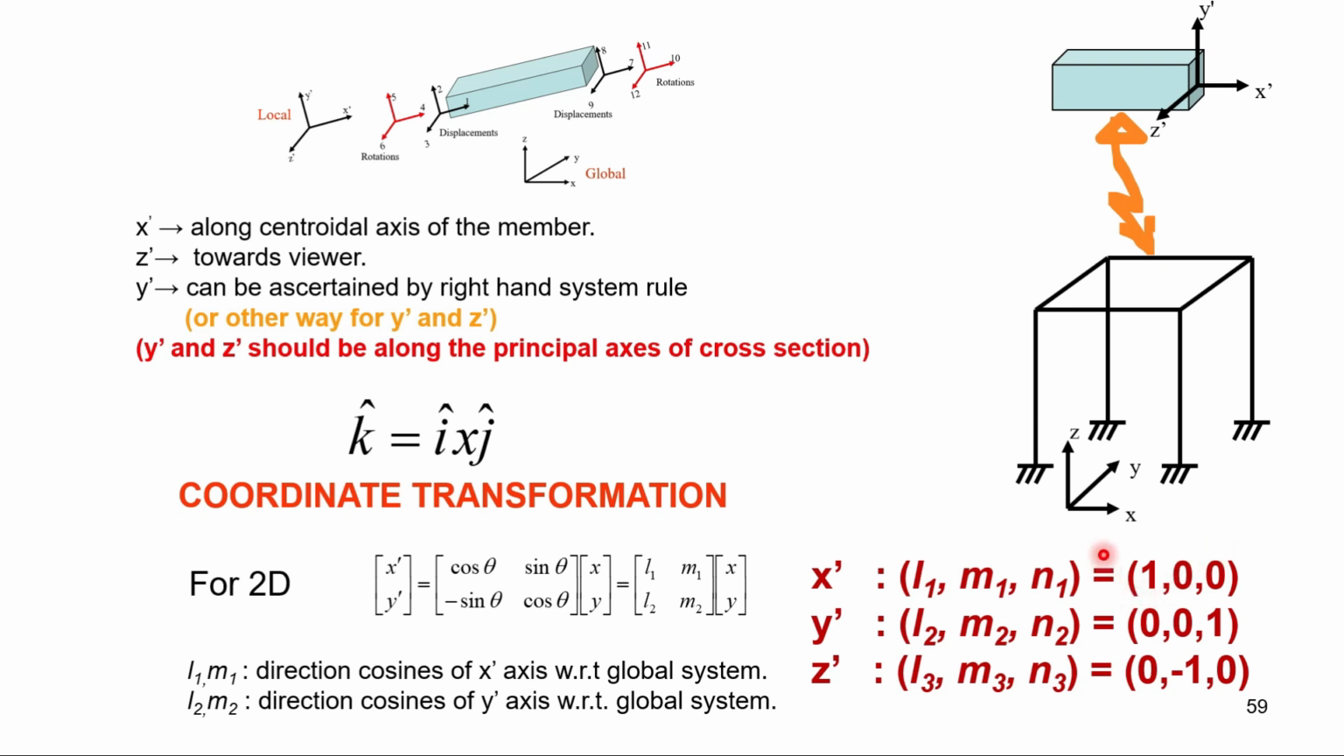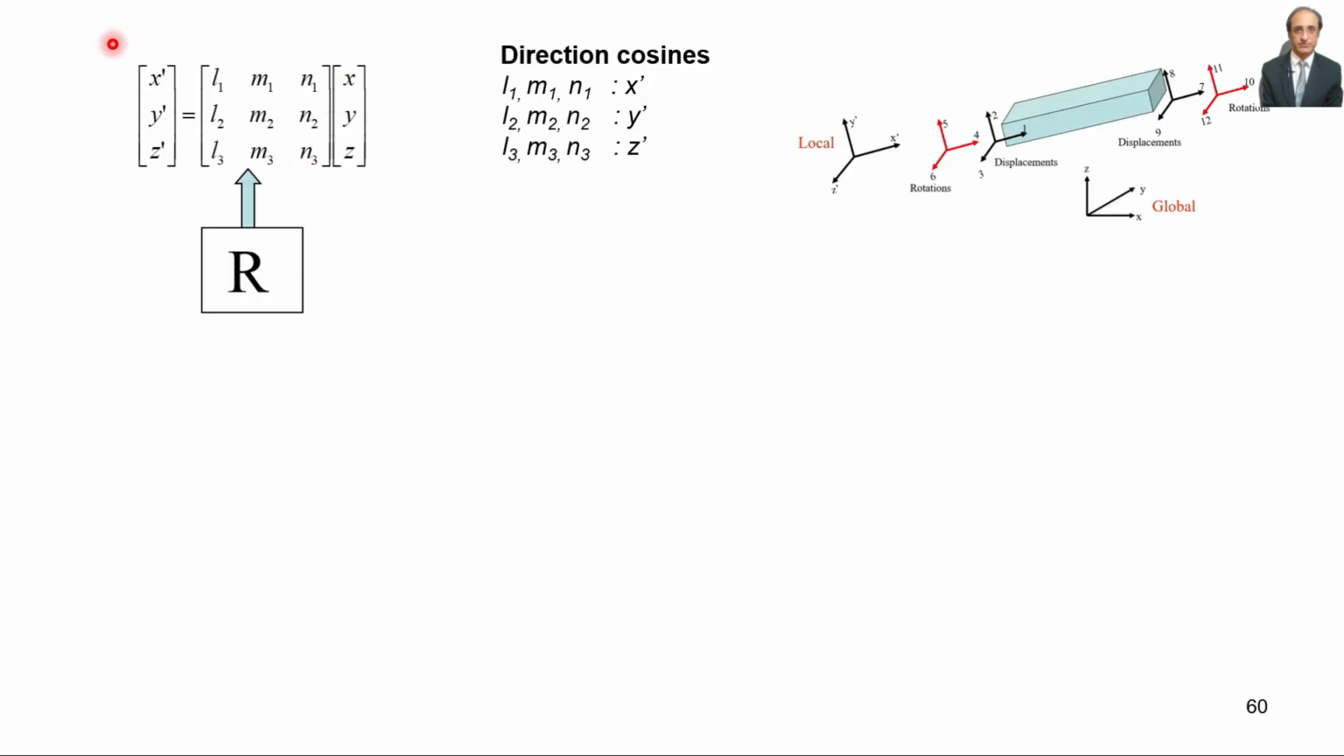Similarly, for the local y-axis, which is coinciding with the global z-axis, the direction cosines are 0, 0, 1, and for the local z-axis, which is 180 degrees opposite to the global y-axis, the direction cosines will be 0, minus 1, 0. So minus 1 comes here because it's the cos of 180 degrees. So in general, we will have the transformation between the local and the global systems like this.